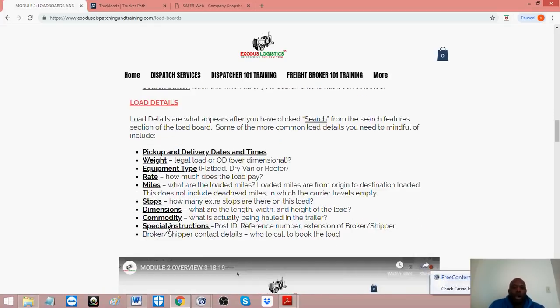Load details, because when you call the broker, you want to get as much load detail information from them as you can, so when you go back to your carrier and communicate the load details, your carrier can make a more informed decision as to whether or not they can move that load. You're representing your carrier when you call the broker, so put yourself in the carrier's situation. If you're the carrier, what are some of the things you're going to ask?